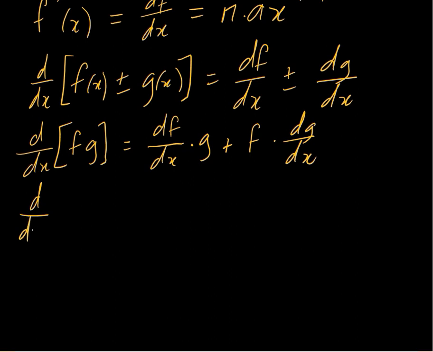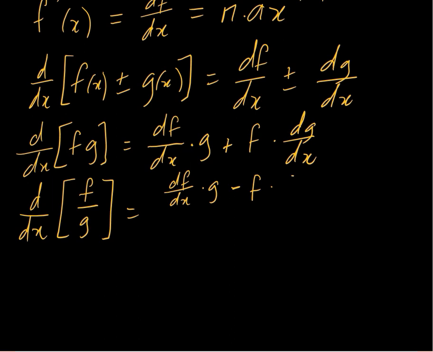So the quotient rule, which is division, this is now when the function f is divided by g. This one's a bit ugly. So what happens is it's df dx times g minus f dg dx, and all over g squared. So this one is quite brutal. But sometimes you can just use the product rule.